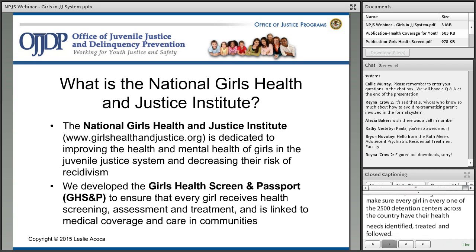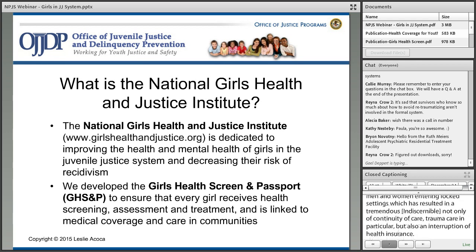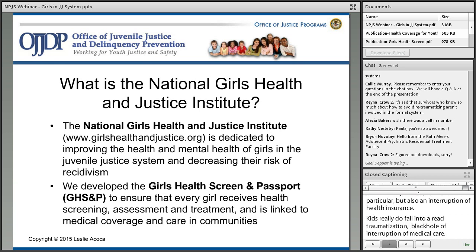Many of you may not know, or perhaps you do, that because of a 1965 Medicaid law, there isn't public Medicaid funding for boys and girls, men and women, entering locked settings, which has resulted in a tremendous dearth not only of continuity of care for these kids, trauma care in particular, but also in interruption of health insurance. Kids really do fall into a re-traumatization black hole of interruption of medical care. So the Girls Health Screen is, to date, the only evidence-based health and mental health screen for girls at detention intake in the country that we know of.